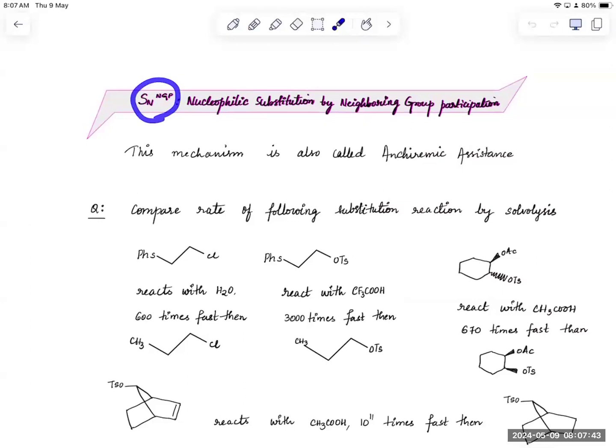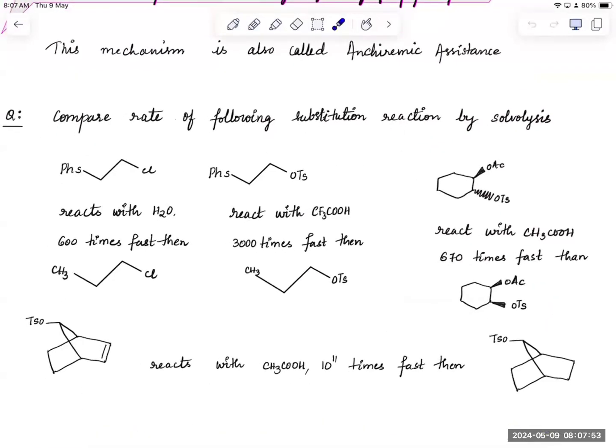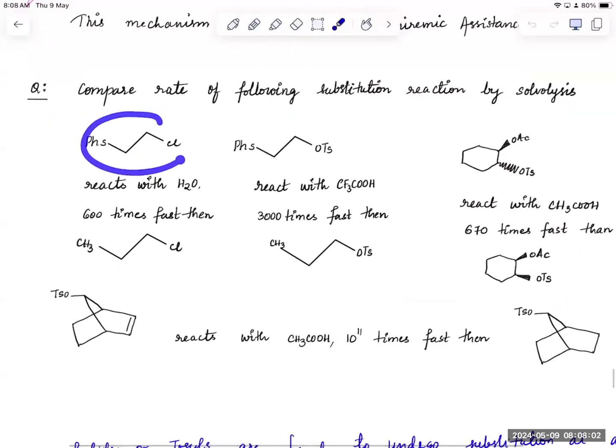So NGP, another term for this is anchimeric assistance. Anchimeric assistance. To understand this, let us see the situations first. Suppose I'm trying to compare the rate of solvolysis. Now, if you compare this one, PhS with a chlorine here, but instead of PhS, I have CH3. Then this molecule reacts 600 times faster than this molecule.